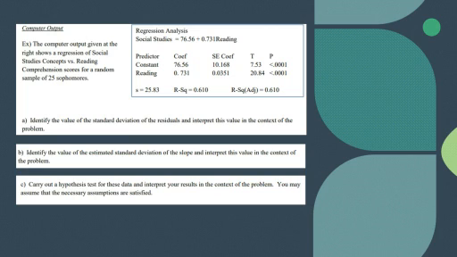So here's the output of a regression between the social studies concepts and reading comprehension scores of 25 random sophomores. Remember, there are key pieces here that we need and key pieces that we don't need from this. Three-part question. First one, identify the value of the standard deviation of the residuals and interpret this value in the context of the problem.